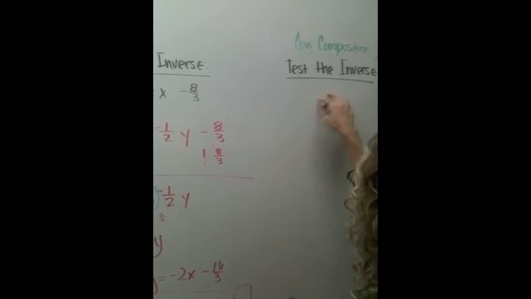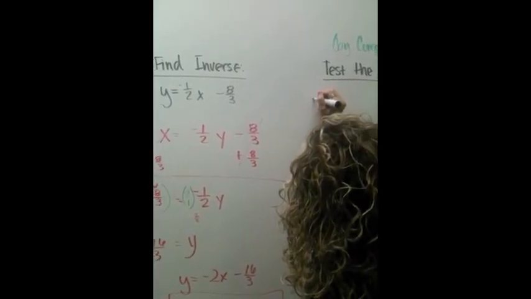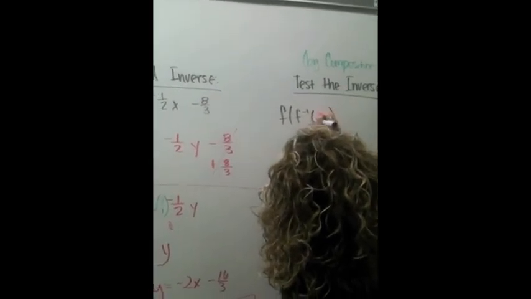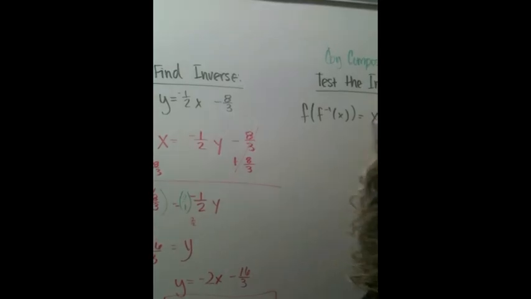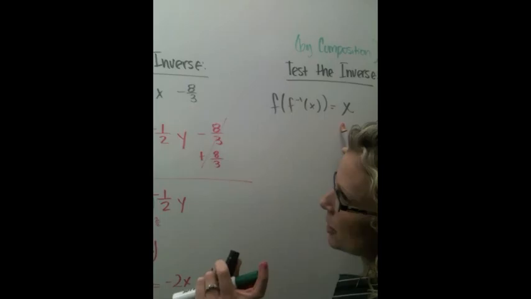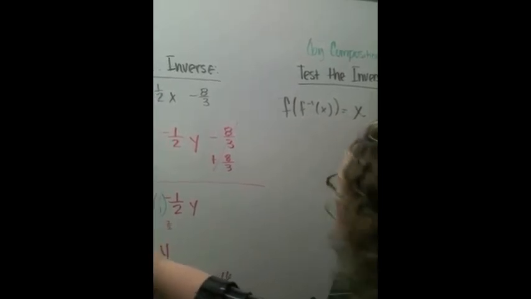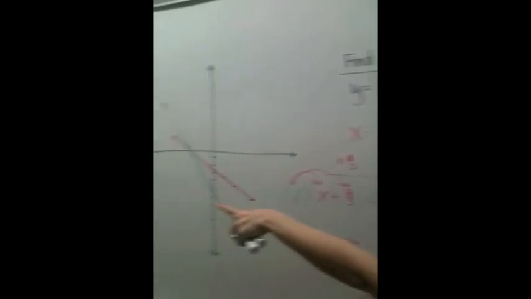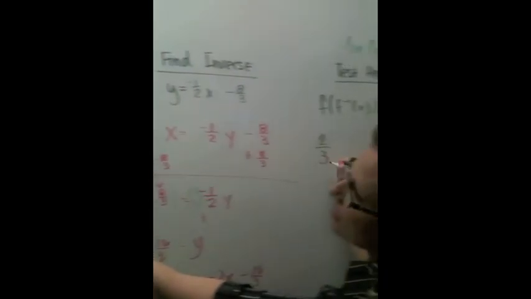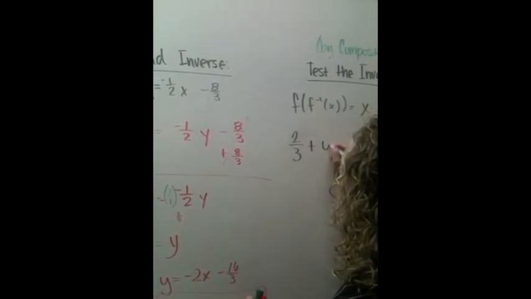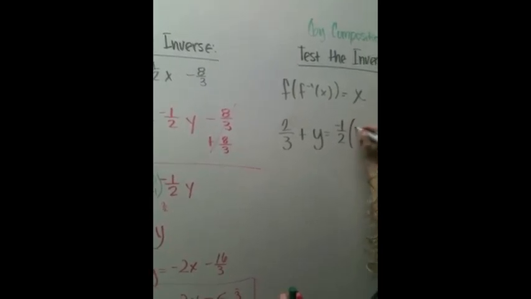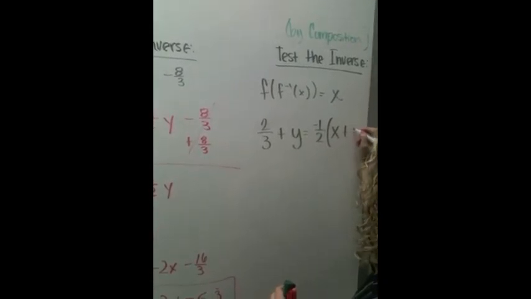Okay, by composition, remember I told you yesterday in class that if you take the function and compose it with its inverse, we should have x left over. So that's what we're going to do. We're going to take our function, and I'm going to start out with our original just so we can see. We had 2/3 plus y equals negative 1/2 x plus 4.